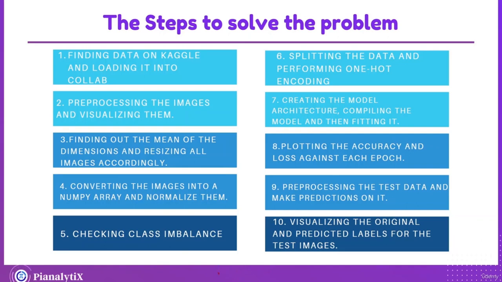Then we will create the model architecture. We'll see how to compile the model and then fit the model and run it for n number of epochs, or any number of epochs that you want. Then we'll plot the accuracy and the loss against each epoch. After that, we'll see how we pre-process the test data and make predictions on that test data. And the last step will be to visualize the original as well as the predicted labels for the test images.